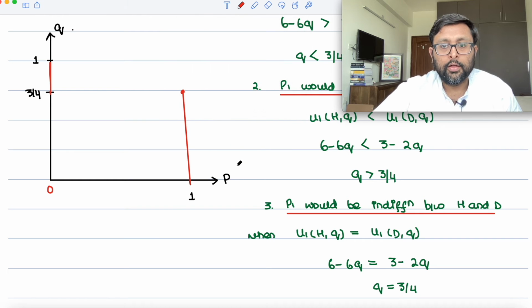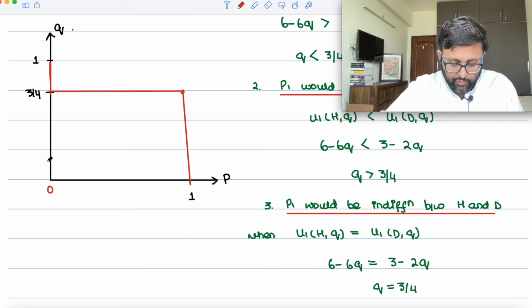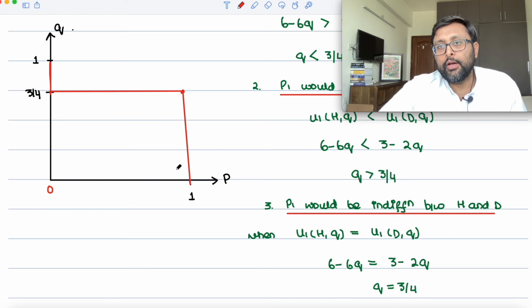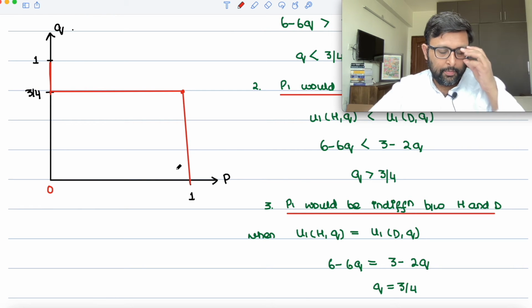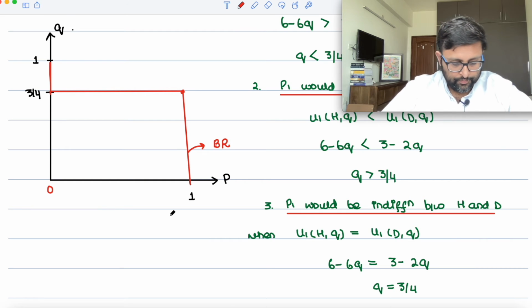Right? So when q is equal to 3 by 4, I'm indifferent between playing hawk or dove. You with me? So when q is 3 by 4, it could be anything, 0 or 1. I'm indifferent. I can play hawk also, I can play dove also. Whatever. So what is it that we have drawn? This is the best response function of player 1.